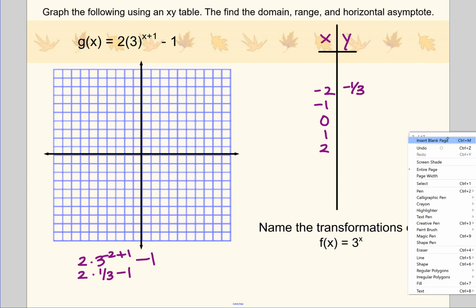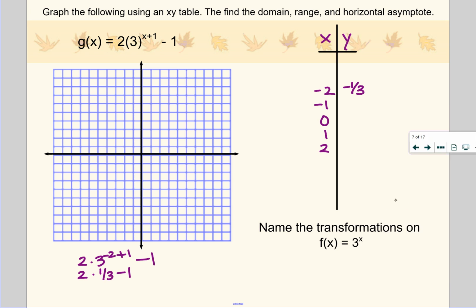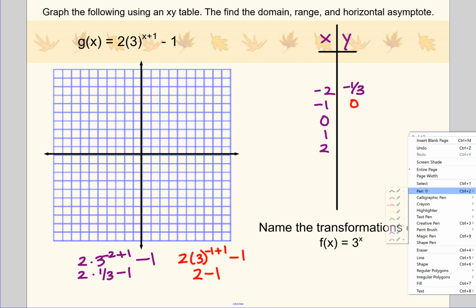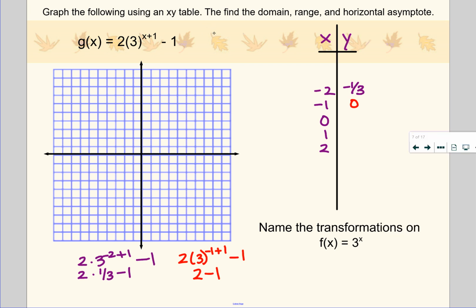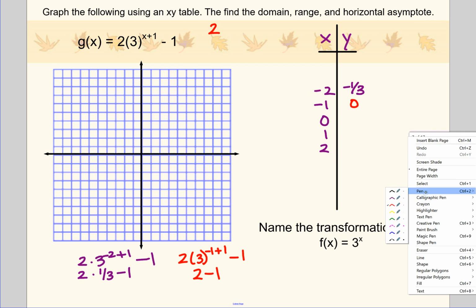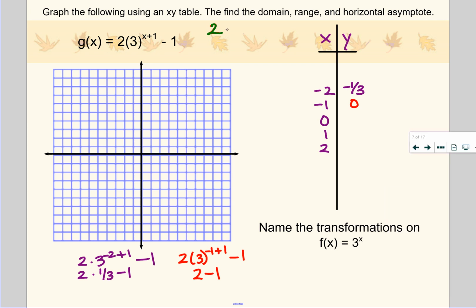2 times a third is 2/3 minus 1 gives me -1/3. And then we can repeat the process. Let's plug in -1. So we have 2 times 3 to the -1 plus 1 minus 1. Well, 3 to the -1 plus 1 is 3 to the 0 power, which is 1. 2 times 1 gives me 2, minus 1 gives me 0. Let's say I plug in 0. 2 times 3 to the 0 plus 1 minus 1. That would be 3 to the first times 2, which is 6, minus 1, which gives me 5.